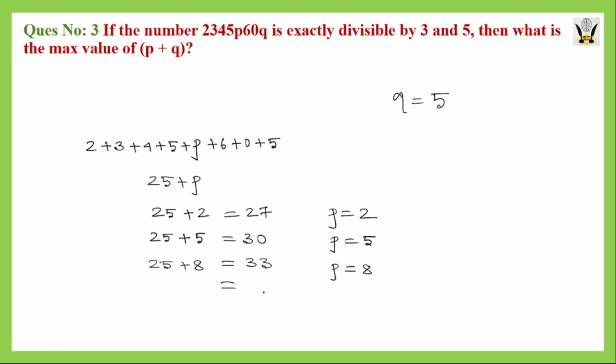Now the next possible value will be 36. So 36 means 25 plus 11. But the value of P cannot be 11 because it is a single digit number. That means the maximum possible value of P will be 8. And we need to find the maximum value of P plus Q. So it will be the maximum value of P, which is 8, and the maximum value of Q, which is 5. So it will be 13.